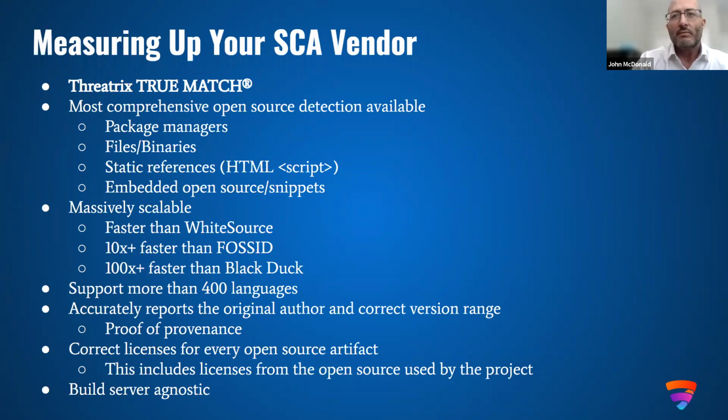Finally, once you're comfortable that we've solved the problems plaguing the SCA market, you can automate your license compliance. Threatrix can automatically annotate all of your source code so that your developers don't have to. TrueMatch is one match, the correct match every time.